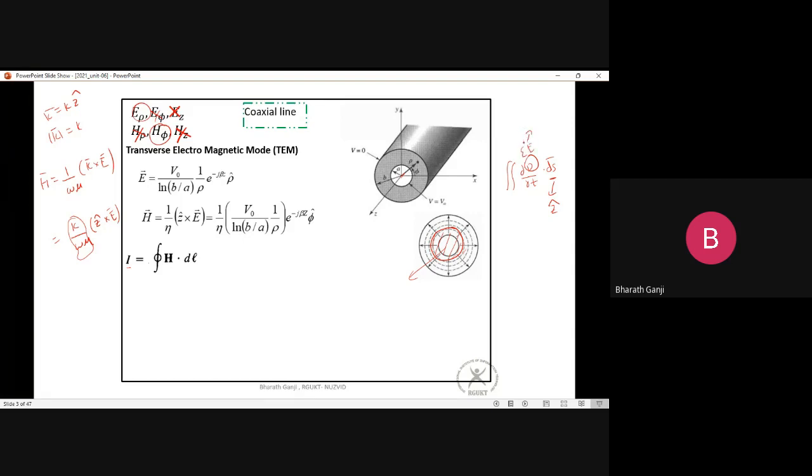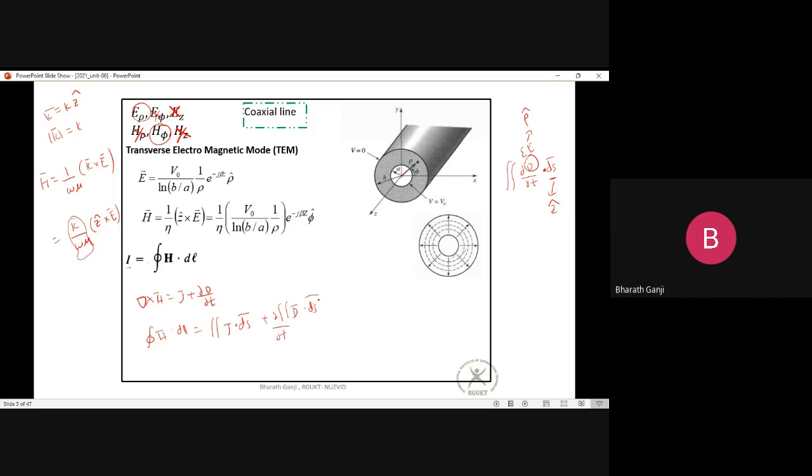The electric field only has a rho component. So when you do the dot product of rho cap and z cap, that goes to zero. So it doesn't matter when you write Ampere's law. The corrected Ampere's law is del cross H bar equals J plus ∂D/∂t. And the integral form is the line integral of H bar dot dl bar equals the surface integral of J bar dot dS bar plus ∂/∂t of the surface integral of D bar dot dS bar.